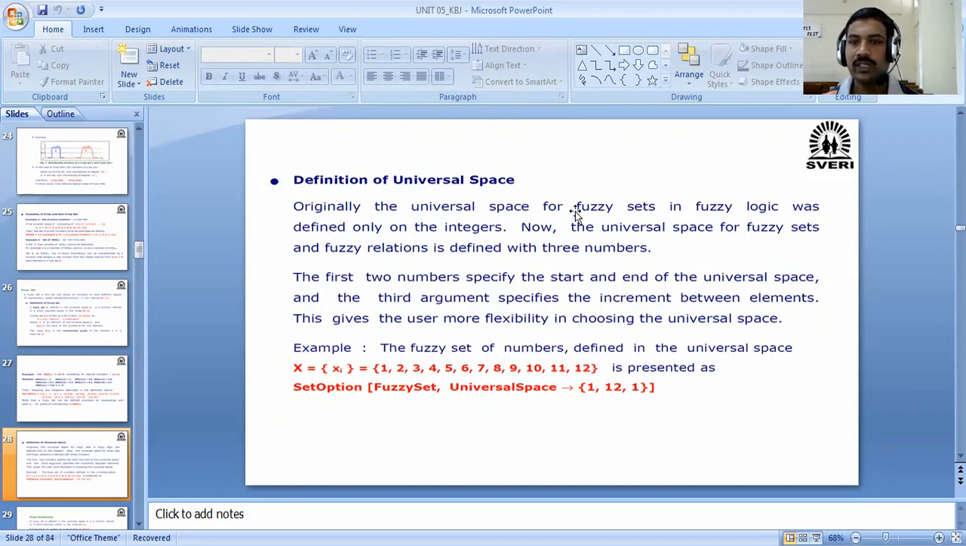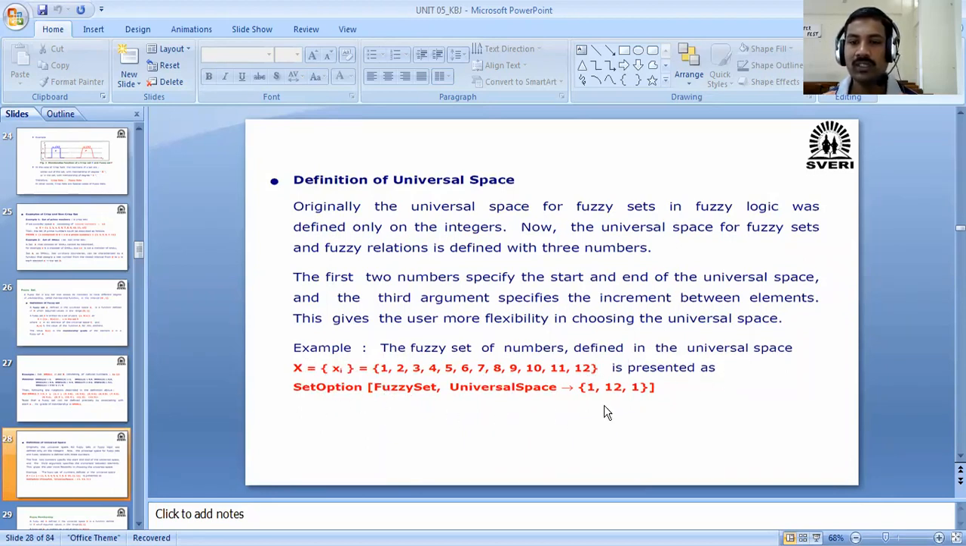Originally, the universal space for fuzzy sets in fuzzy logic was defined only on the integers. Now the universal space of fuzzy sets and fuzzy relations is defined with 3 numbers. The first 2 numbers specify the start and end of the universal space, and the third argument specifies the increment between elements. Means if it is one set, a universal set, then we can write 1 to 12, it is represented.